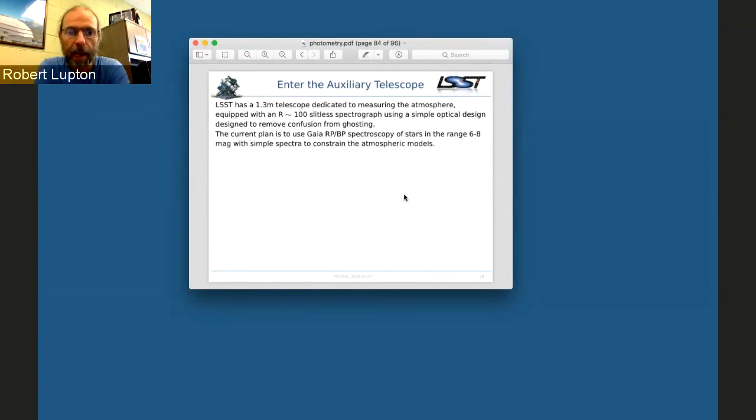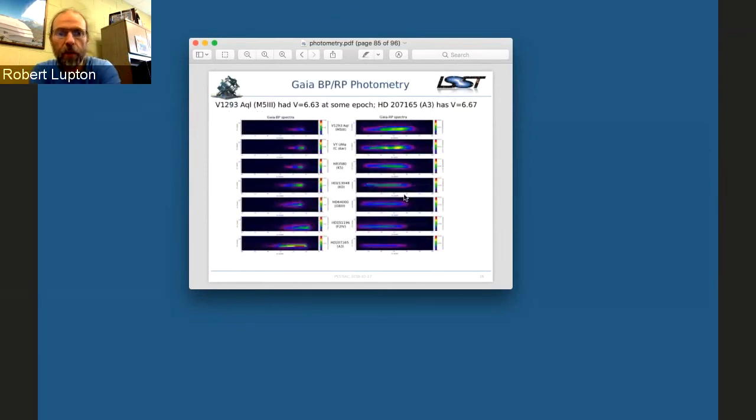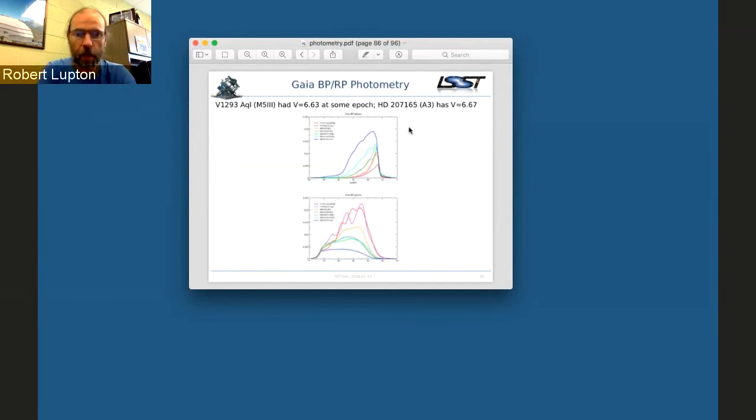So my current plan is to use Gaia RP-BP spectroscopy of stars in the range 6 to 8 mag, and to choose those stars with simple spectra to constrain the atmospheric models. That's great if it works. Just to remind you, this is, I think, the only Gaia BPRP photometry that's been released so far. These are 2D spectra from commissioning in Gaia, and this is not centered because they got something wrong. They're going to fix that. And these are the extracted spectra.